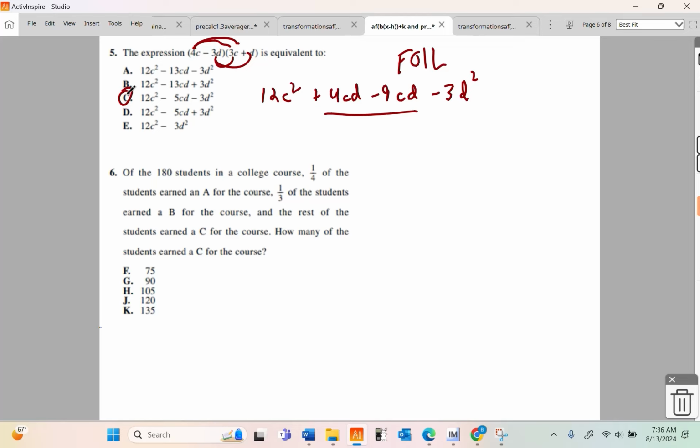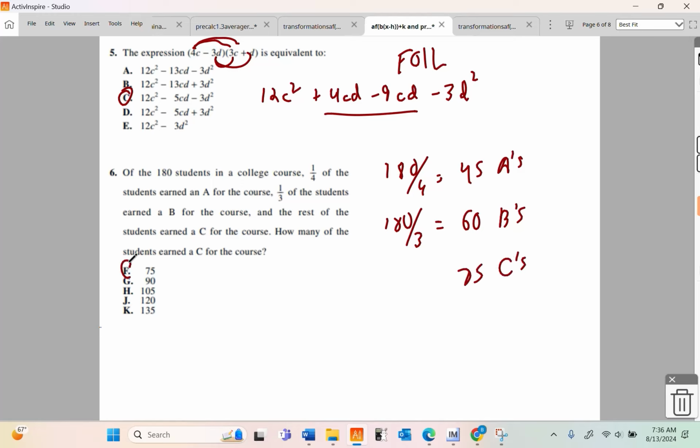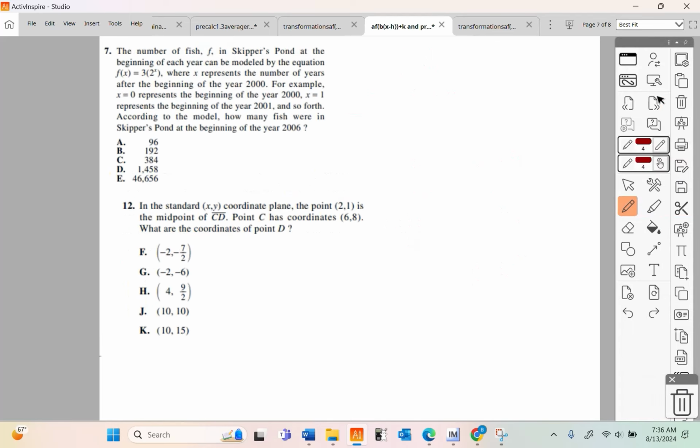Of the 180 students in a college course, a quarter of the students earn an A. So I take 180, I divide it by 4, I think I get 45 A's. A third of the students earn a B, so 180 divided by 3 is 60 B's. And the rest earn a C, so there's 105 here. 180 minus 105 is 75 C's. How many, oh geez, I just answered the question. Choice F, 75 kids got a C. Easy peasy.